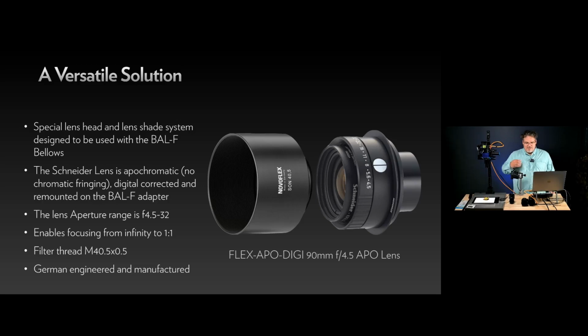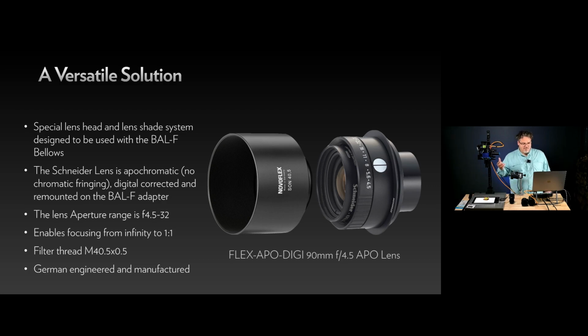But this lens has been, we talked about APO chromatic. It's absolutely going to make sure that the colors focus at the same place. It's been digitally corrected for digital lenses and not necessarily film, so it's got the proper sharpness for a 35mm sensor, and it's been mounted on the BAL-F adapter, which means it fits right onto the universal bellows.